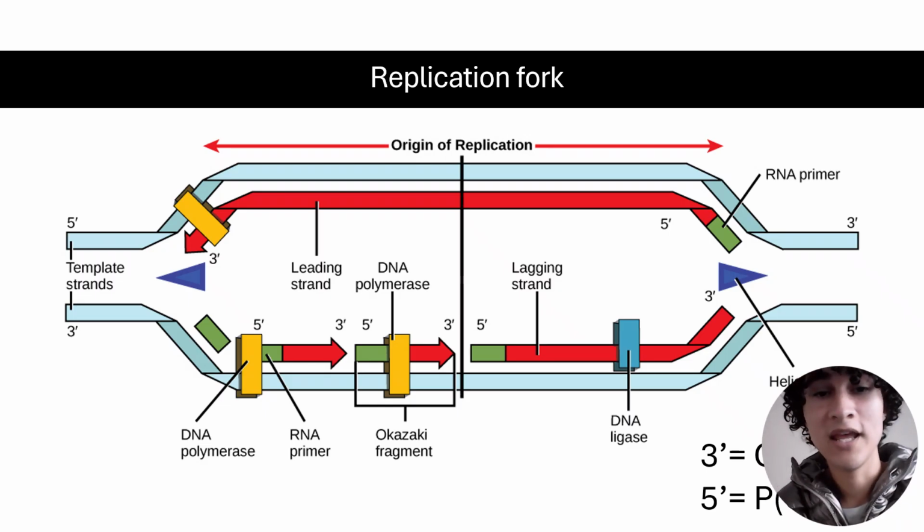Now, as I said, in blue, you've got your parent strands, and they're being used as template strands. And in red, you've got your daughter strands. Green are RNA primers. Now, RNA primers are used to initiate the process of DNA polymerization. I'll go through RNA a lot when we look at protein synthesis, but for now, all you need to know is RNA primers are synthesized by the primase enzyme.